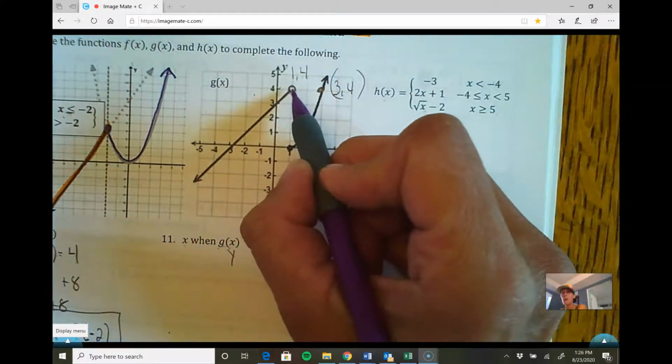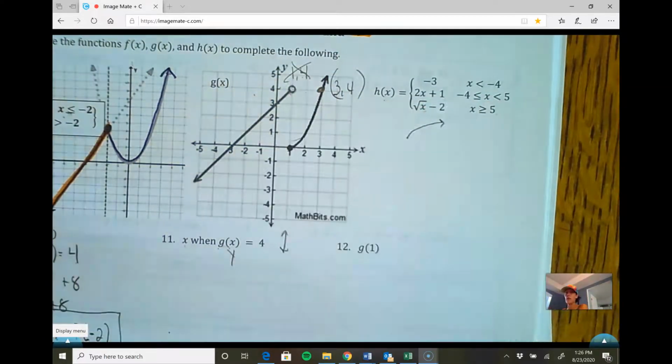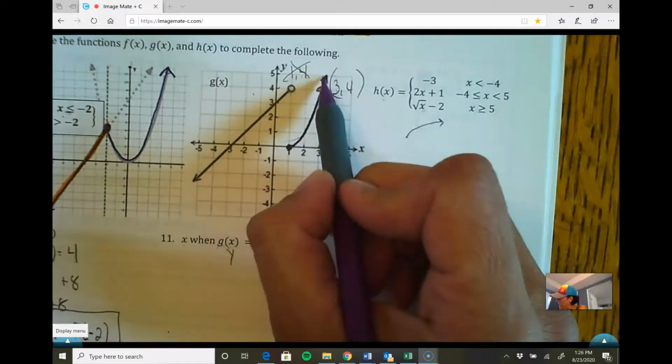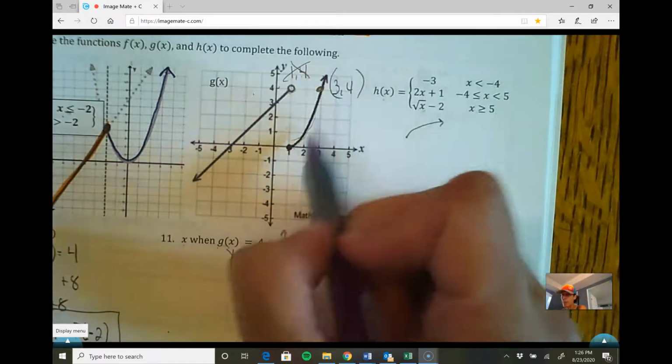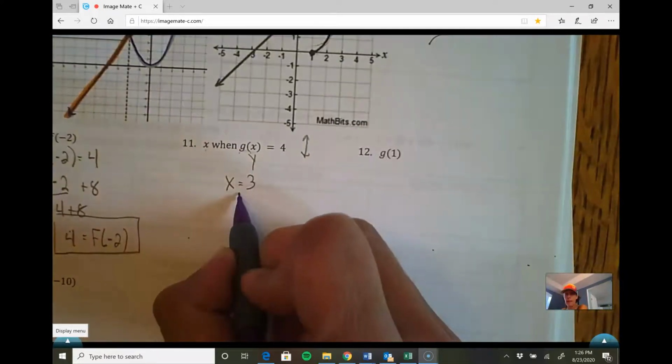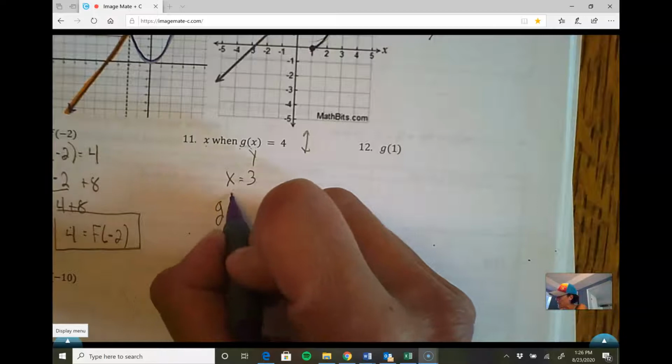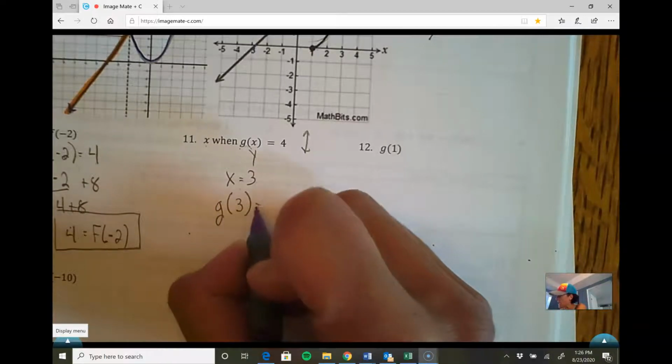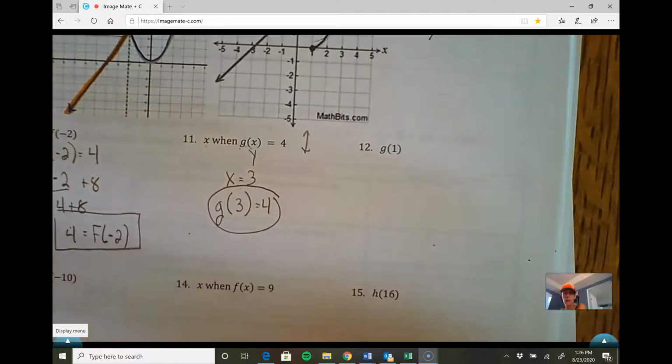So because this is an open circle, I won't use this one. You don't get to use it. But since this is actually on that partial parabola, we're going to say 3. And you can write it like this, or you could actually say, hey, the function when x was 3 gave me the actual y value of 4.